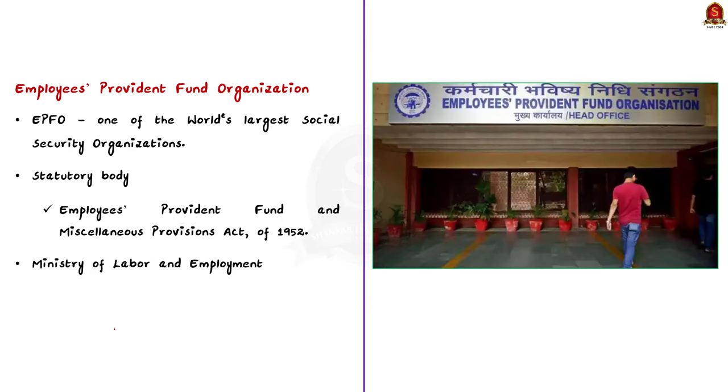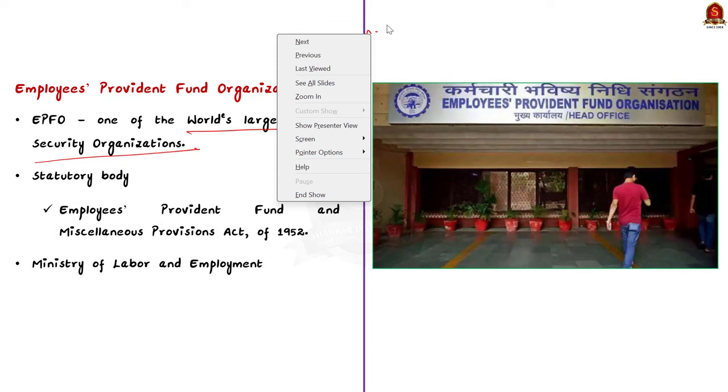Firstly, let us see about EPFO. See, EPFO is one of the world's largest social security organizations. Currently, it maintains 27.74 crore accounts that belong to its members.